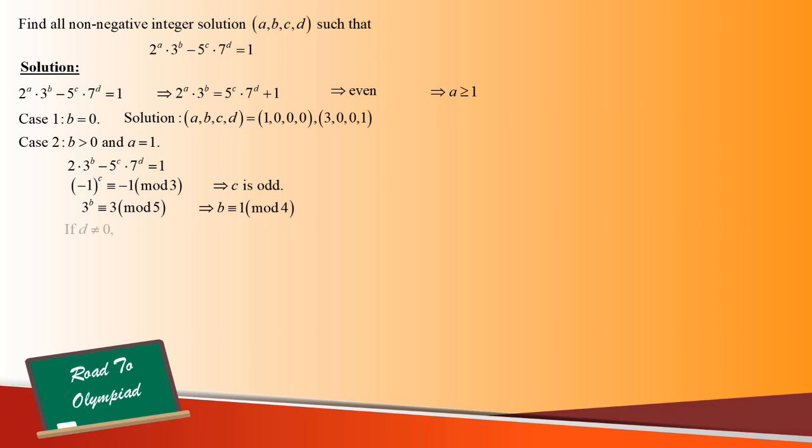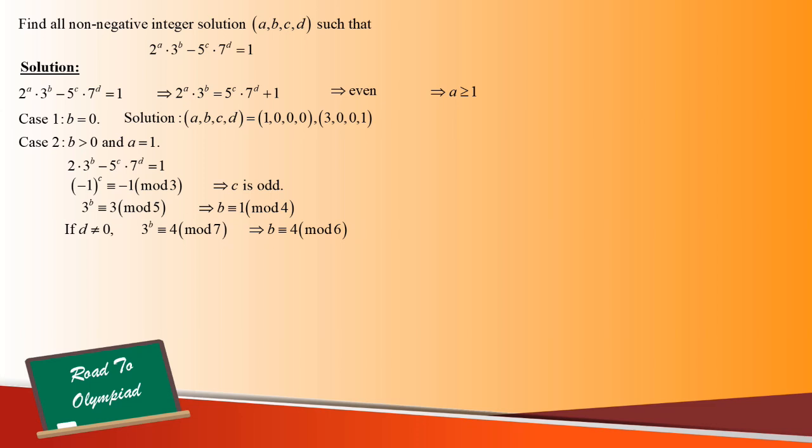Now, if d is not equal to 0, 5 to the power of c times 7 to the power of d is a multiple of 7. So by taking congruent modulo 7, we have 2 times 3 to the power of b is equal to 1 mod 7. Simplifying this gives us 3 to the power of b is equal to 4 mod 7, which yields the solutions b is equal to 4 mod 6.